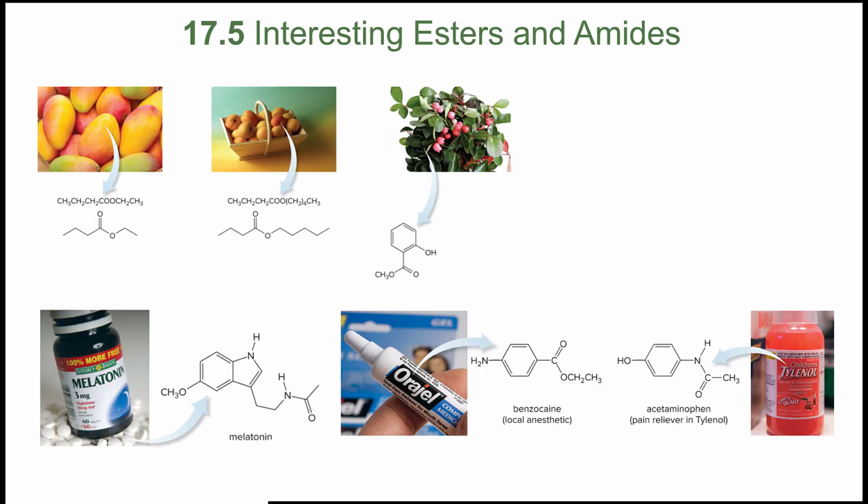We're going to encounter lots of different interesting esters and amides in smells. One that we see here, which comes from mangoes, is ethyl butanoate. From apricots, we might see pentyl butanoate. From wintergreen, which is a precursor of aspirin, if you wanted to synthesize aspirin, you can do that from wintergreen, which has the common name of methyl salicylate.